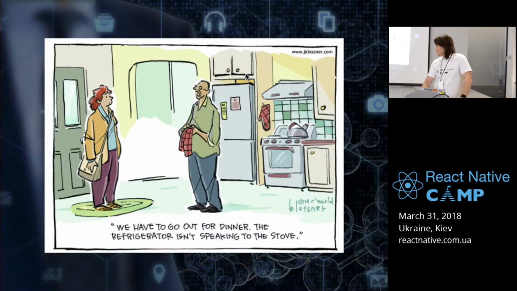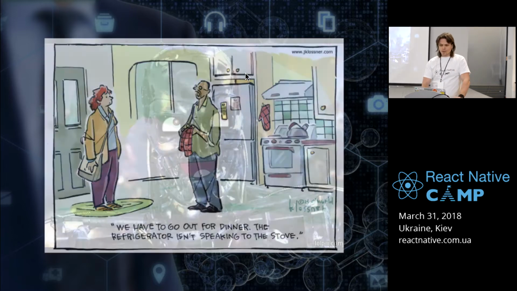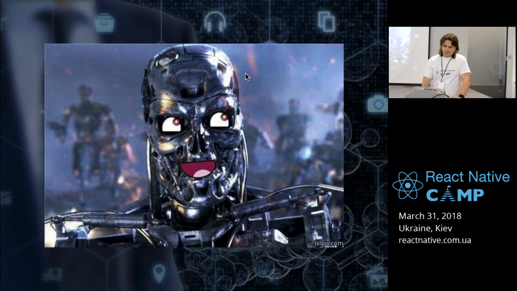So at some point we'll probably end up here. If you cannot see it, we have to go out for dinner. The refrigerator isn't speaking to the stove. Yeah, it can happen if the whole home is connected to the internet and the Wi-Fi is out, nothing is working, so you have to go out to get some lunch. And maybe the future looks not as I presented in one of the first slides. Maybe it will be like this.